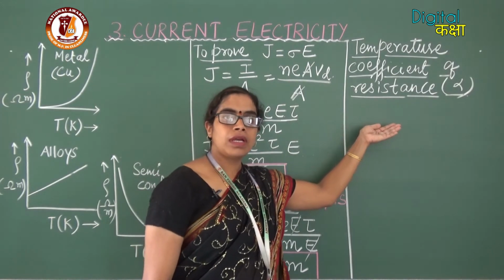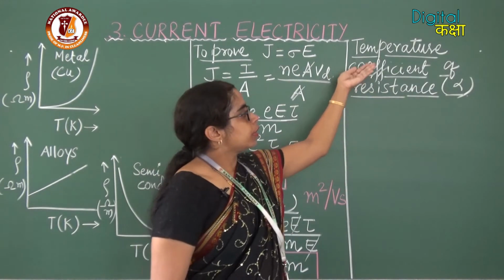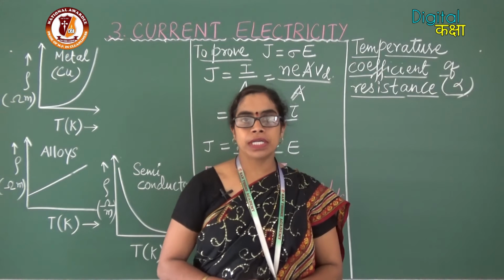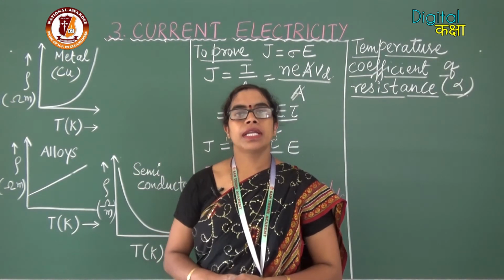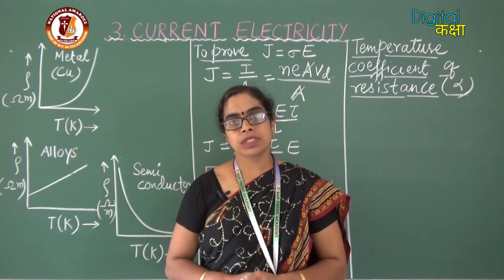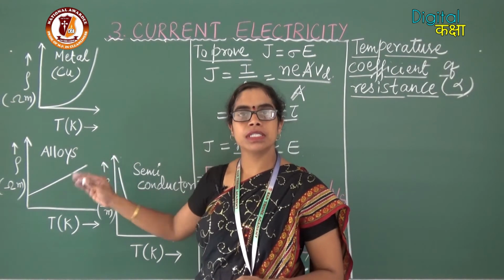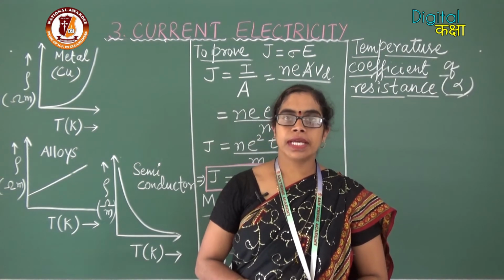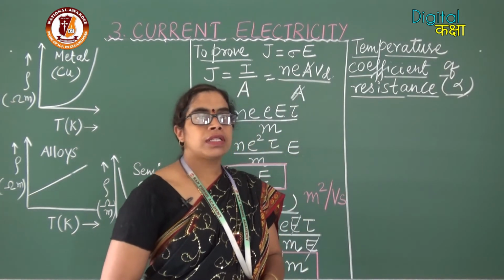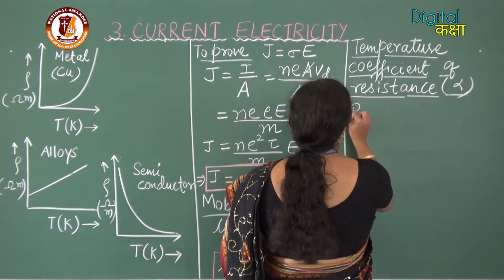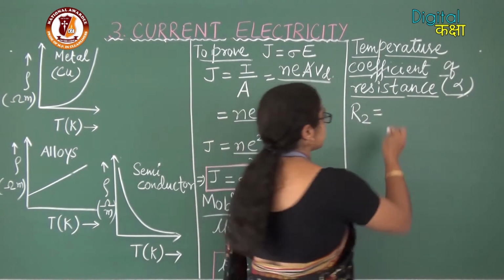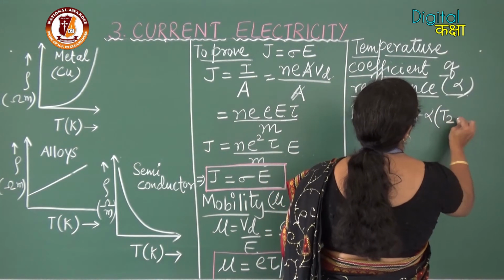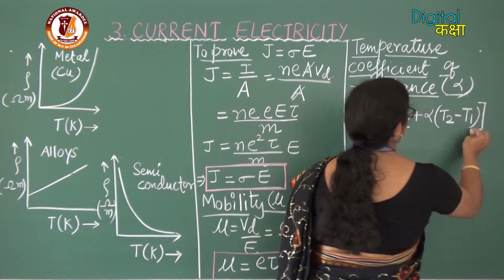Coming to the next topic, where we have to understand the temperature coefficient of resistance. We know that the resistance of the conductor varies with temperature, because the resistivity of the materials varies with the temperature. So there exists a formula between the resistance and the temperature, which is given as R2 is equal to R1 into 1 plus alpha into T2 minus T1.